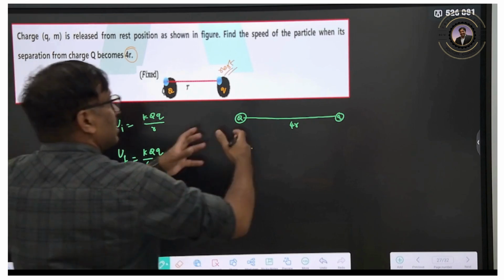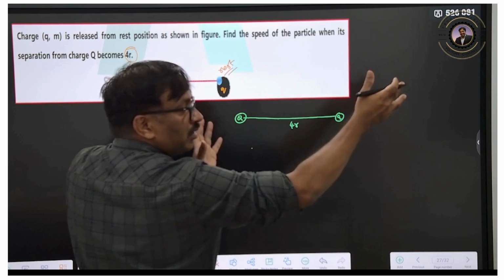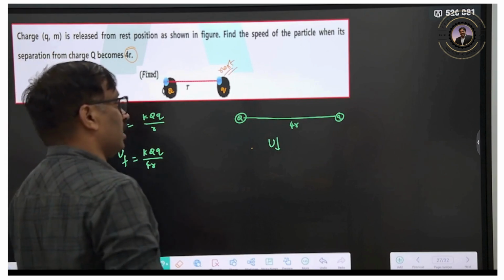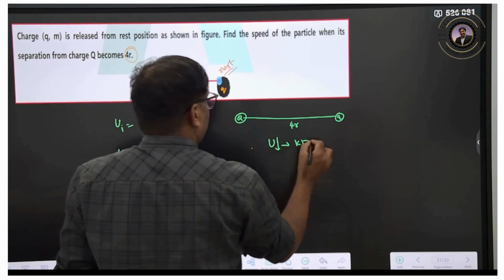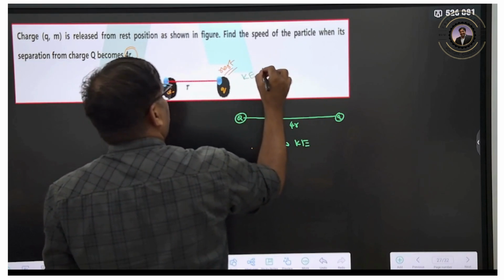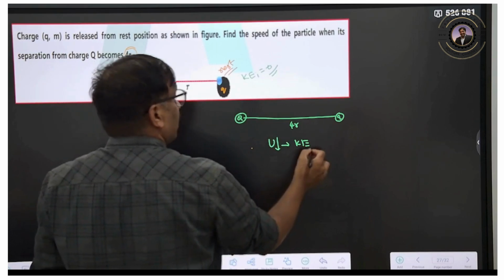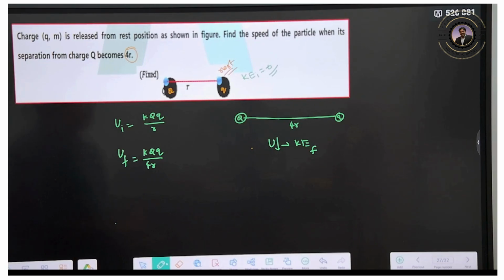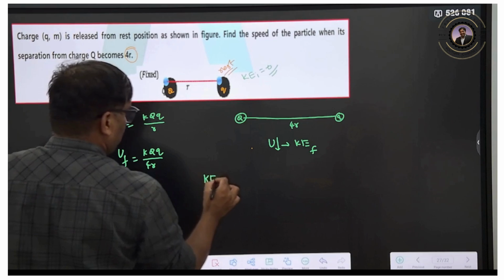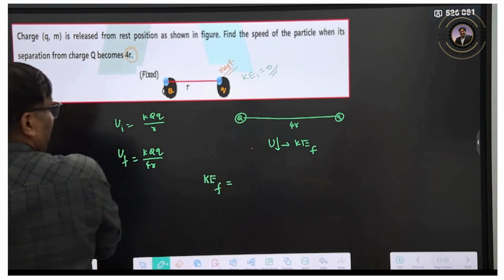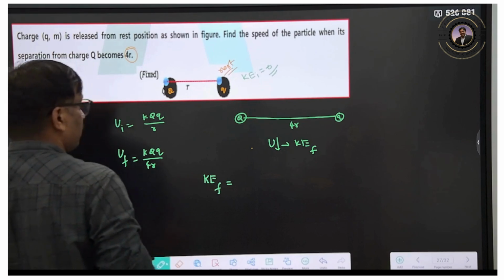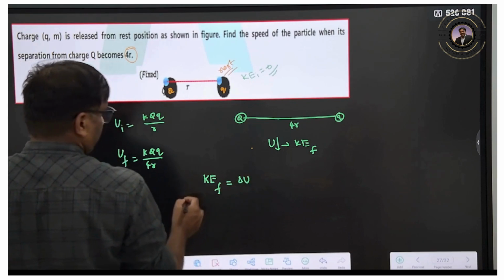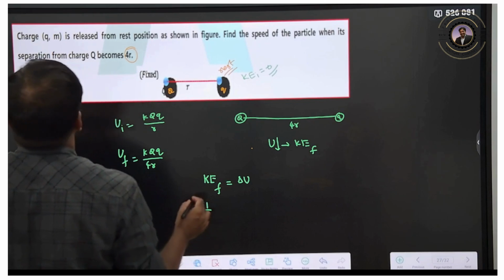Now when the separation distance between them is increased, the potential energy decreased. What happened to that potential energy? It is converted into kinetic energy. Initial kinetic energy was 0, because it is at rest. Whatever the decrease in potential energy, that much is the gain in kinetic energy. Clear? So the final kinetic energy equals the gain in kinetic energy, which equals the loss in potential energy, delta U.